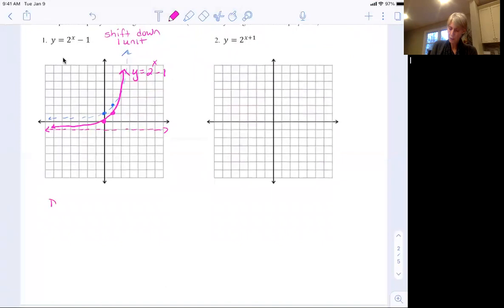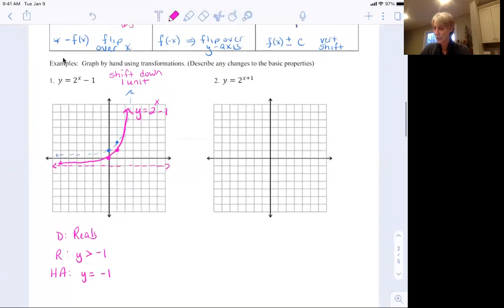So if I'm describing the domain, the range, and the horizontal asymptote of this new function, my domain is still all reals. My range now is y greater than -1. And my horizontal asymptote shifted to y equals -1. I'm sorry, I should have pointed that out a little bit better in the original. We'll do it with this example.